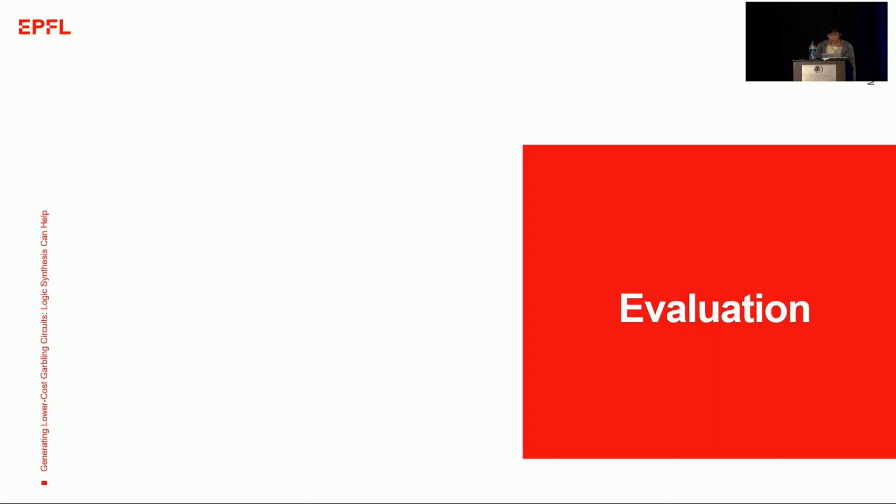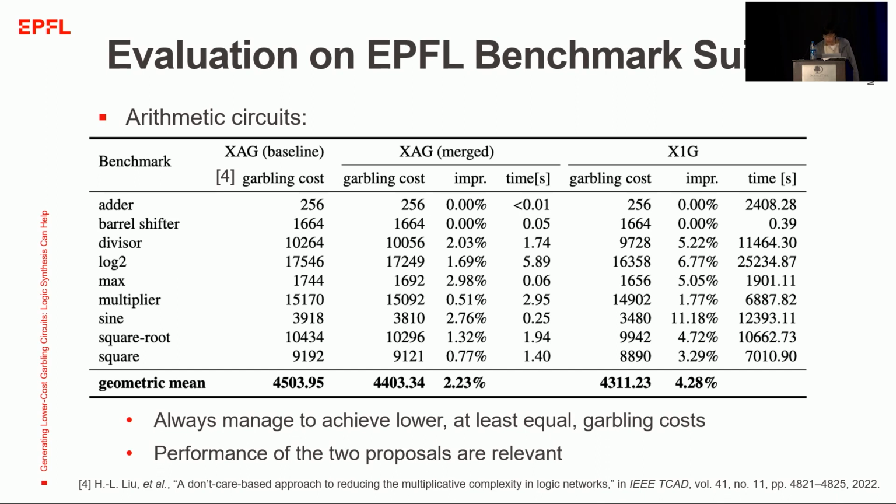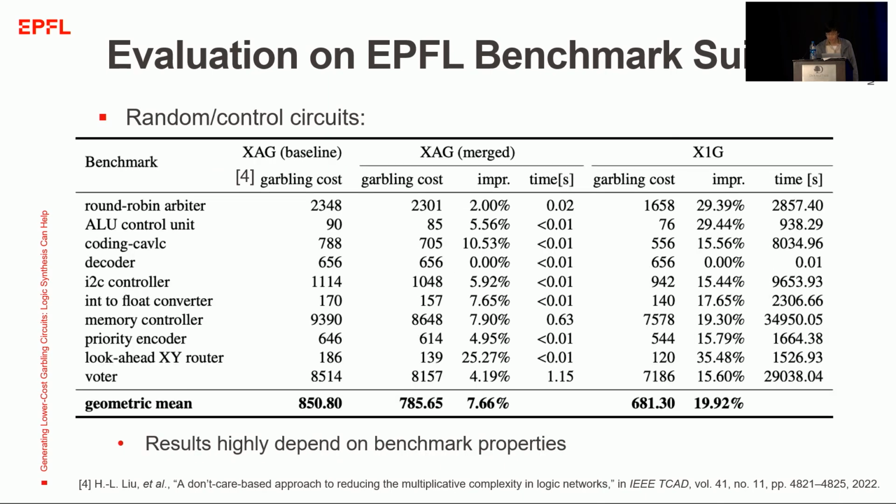Due to time limitation, we here report the evaluation results over the EPFL combinational circuit suite. This benchmark suite contains arithmetic and random control circuits. We observe that, consistent with our expectation, our two proposals, the merging algorithm and XOR and one-hot gate optimization, always generate better results in terms of garbling cost, as we see in the geometric mean of the improvement in this row. We also noted that the result highly depends on the benchmark's property. On random control circuits, more considerable improvement over the state of the art is also achieved.